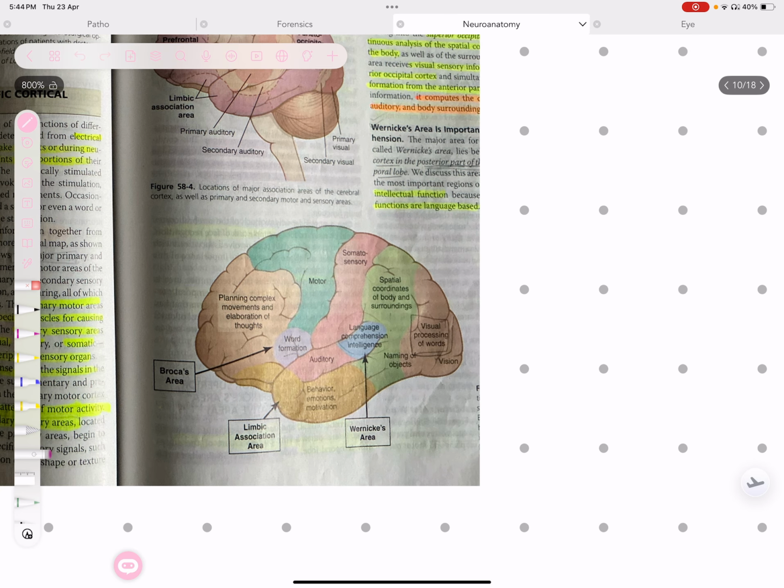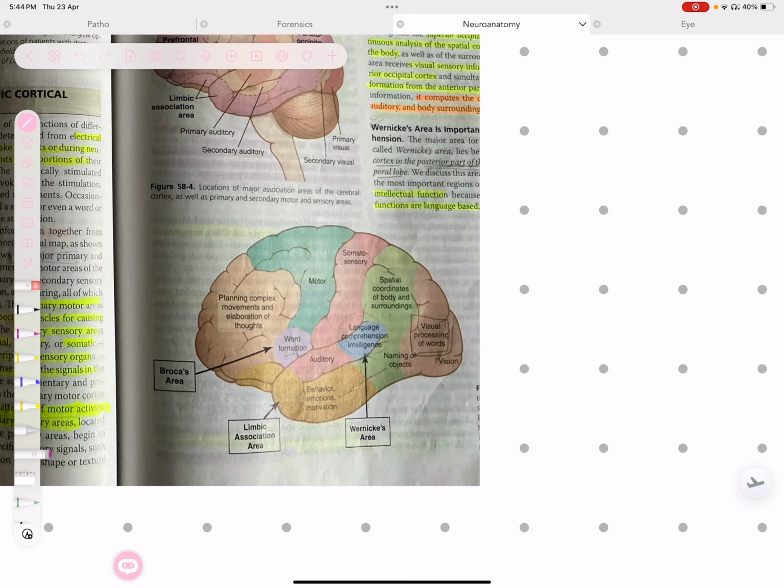Then you have Broca's area. Now, Broca's area provides the neural circuitry for word formation. Where is it situated? It's situated in the posterior lateral prefrontal cortex and partly in the premotor area, because the premotor area is also here.